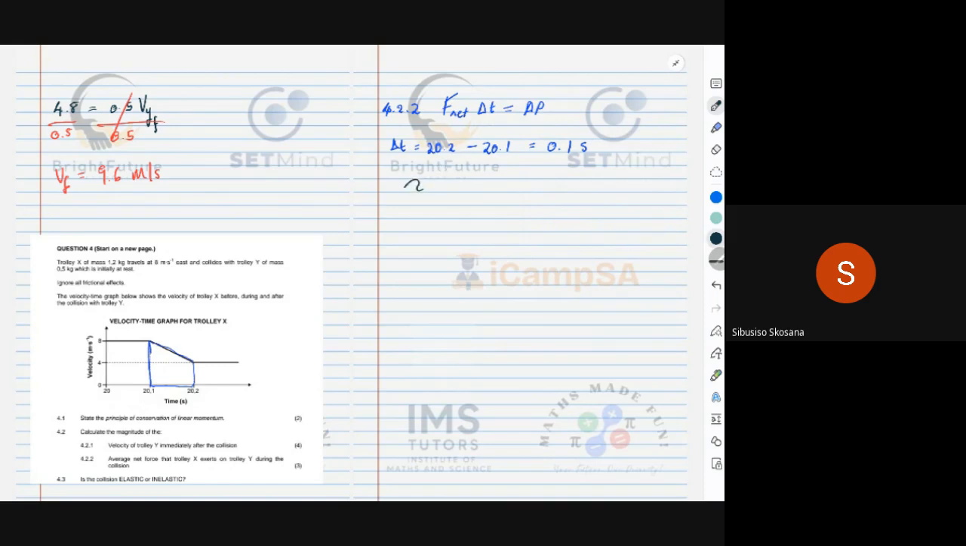And then here you have Fnet, which is what we are looking for, times time. We already have the time. Then we are dealing with which trolley? We are dealing with trolley X. Okay, so let's use weight. So the average net force that trolley X exerts on Y during the collision.